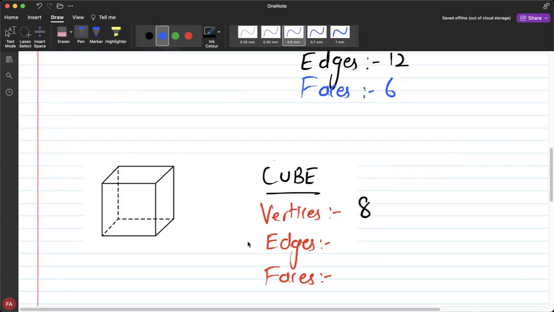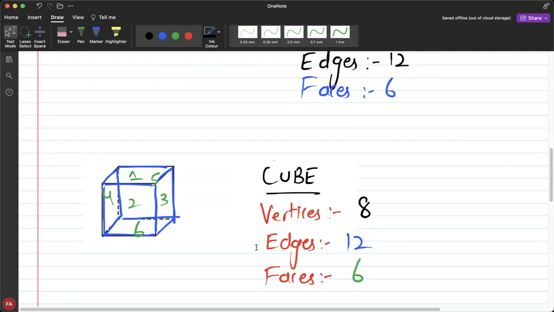In a similar way, when I say the word edge, that's 1, that's 2, that's 3, that's 4, 5, 6, 7, 8, 9, 10, 11, and then 12. So we have 12 edges. And finally, how many faces do we have? So there's 1, 2, 3, 4, one at the back, 5, and then one at the bottom, that is 6.